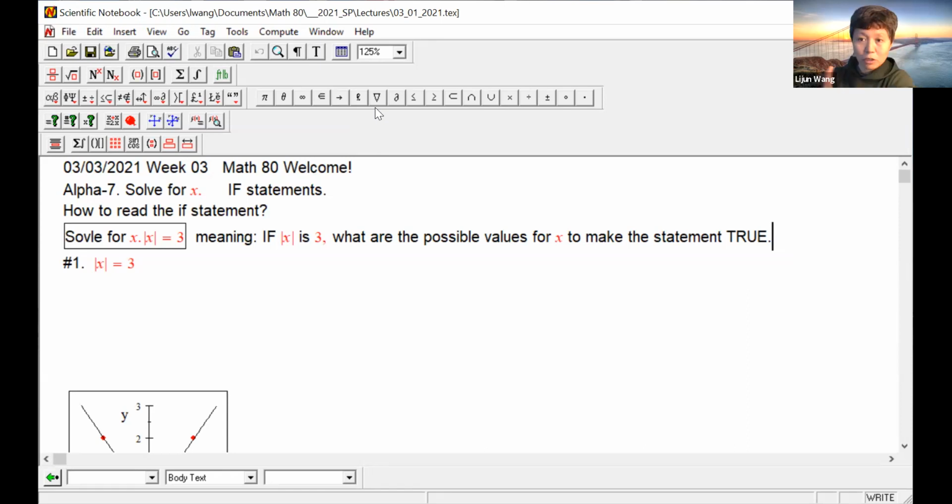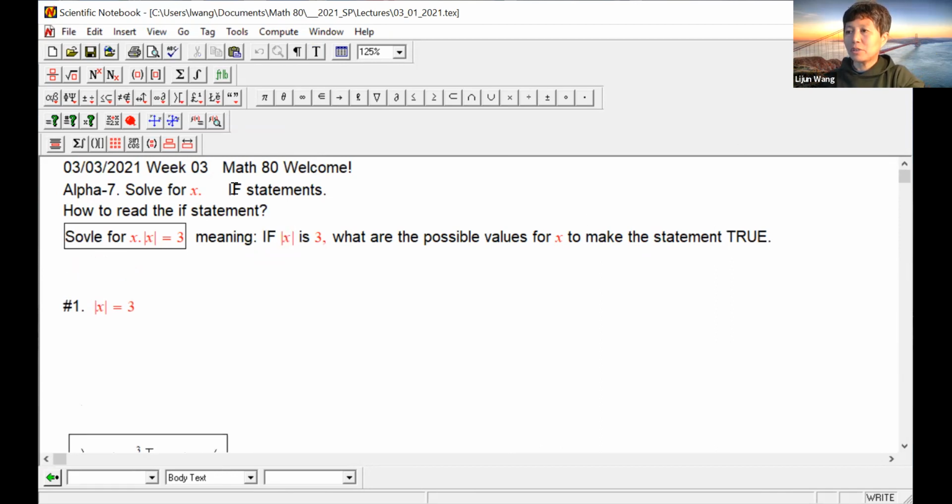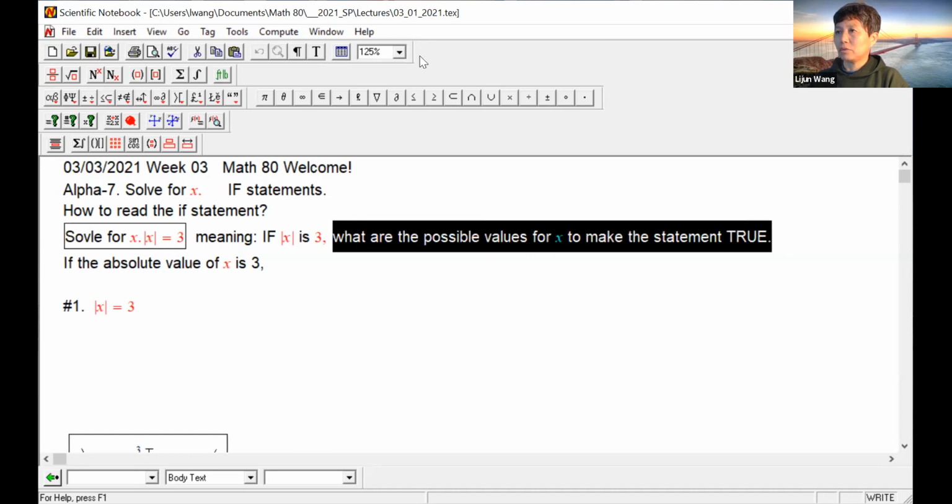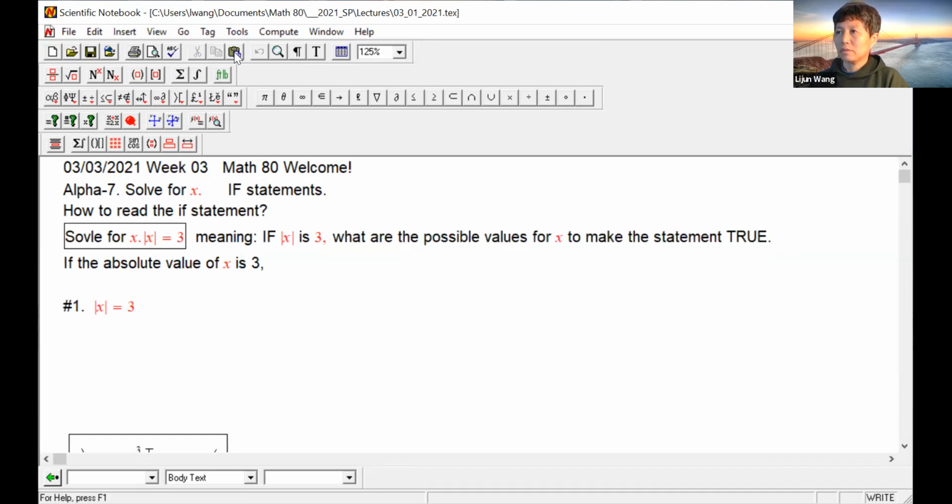Forget about mathematical notation. You just understand the absolute value notation. You can even put more words to it. If the absolute value of x... you can even say, let's not use any notation. Say, if the absolute value of x is 3, what are possible values for x?